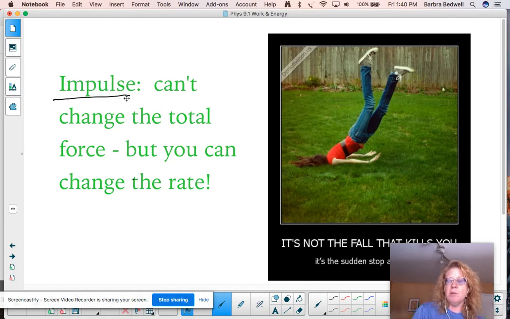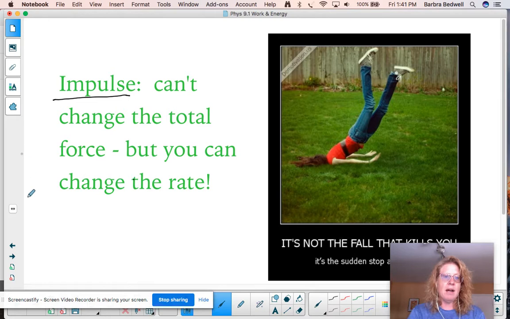Impulse has to do with the rate at which you're applying a force to an object, not just how much force is being applied, but the time over which you're applying that force. So again, are you literally just doing a quick slap, or are you giving it a push? Those make a difference in terms of how you are transferring energy from one object to another.